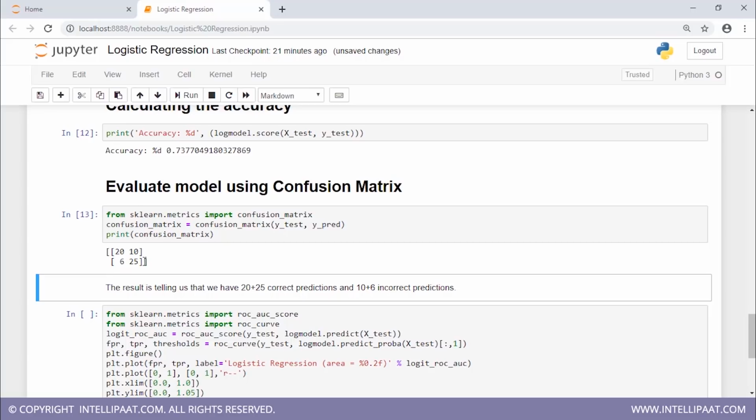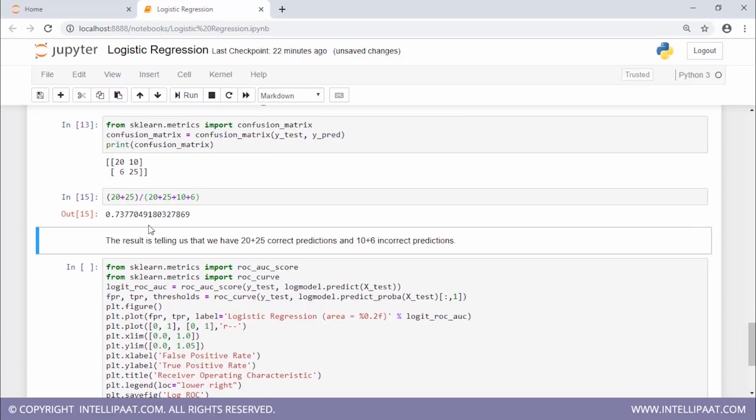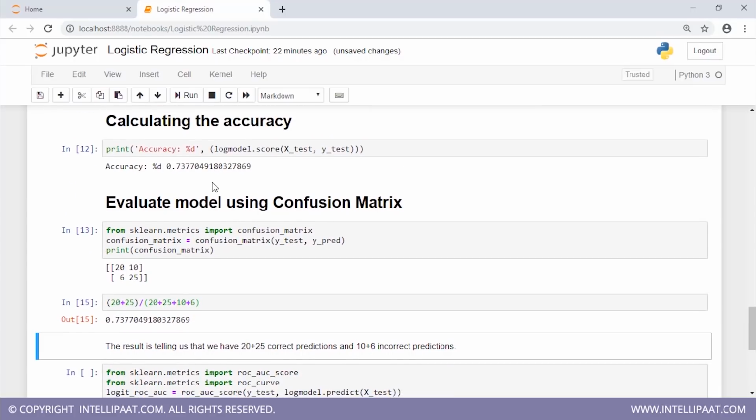If you want to get the accuracy, all you have to do is add up 20 plus 25 and divide it by all of the values, and you'll get the same accuracy. So let me add a new cell over here and calculate the accuracy from this confusion matrix. I have to divide this left diagonal by all of the values. So that would be 20 plus 25 divided by 20 plus 25 plus 10 plus 6. And this gives me a value of 73.77, which is the same as I got over here. So the accuracy is 73%.